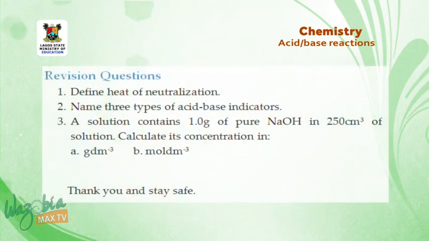Revision question. Number 1. Define heat of neutralization. Number 2. Name 3 types of acid-base indicator. Number 3. A solution contains 1 gram of pure NaOH in 250 cm cube of solution. Calculate its concentration in A. Gram per dm cube, B. Mole per dm cube.